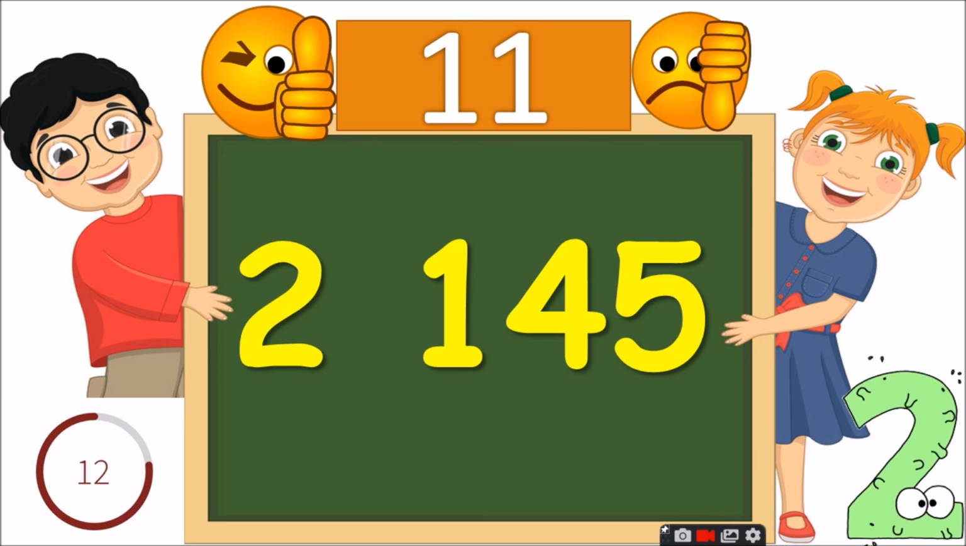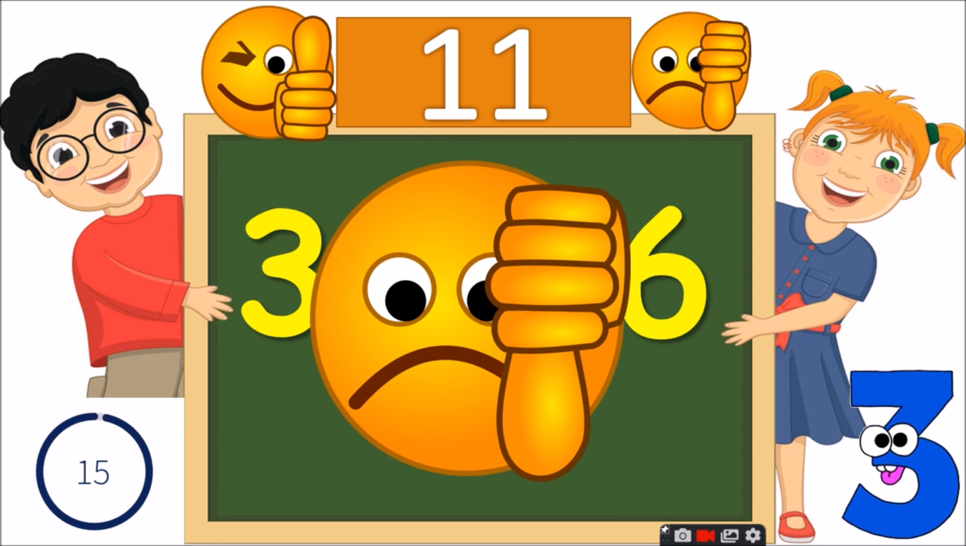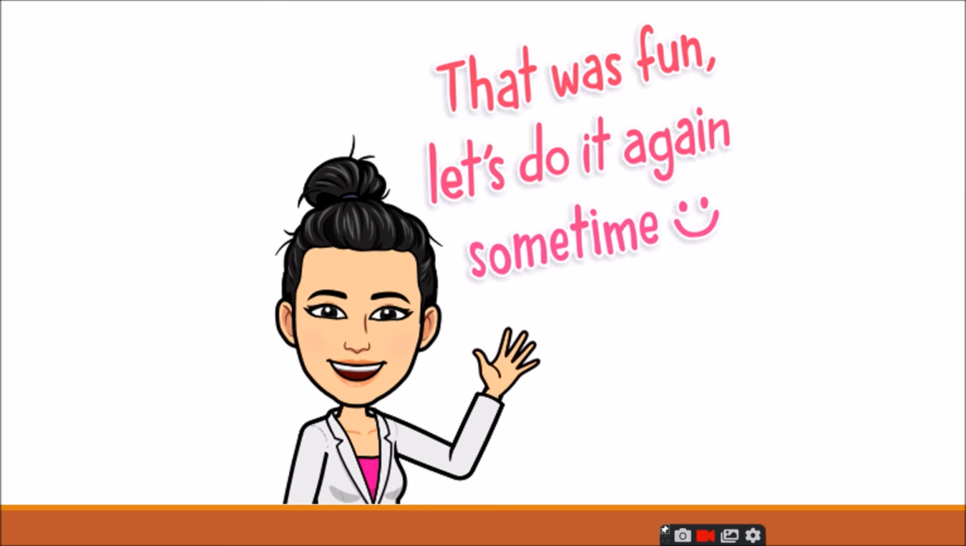Number 2. Is 2,145 divisible by 11? It is thumbs up. And the third one, is this divisible by 11? It's thumbs down.